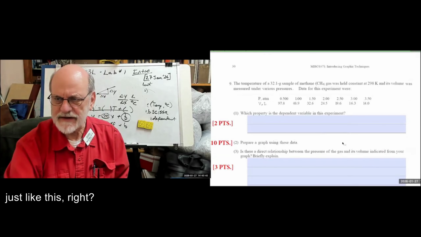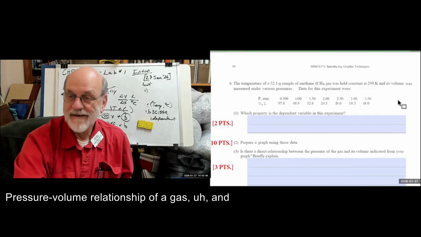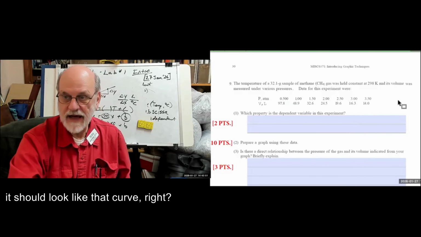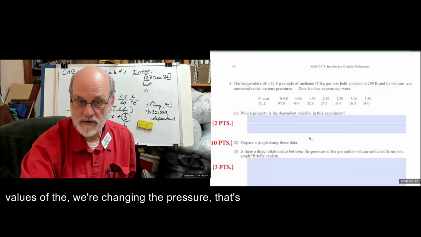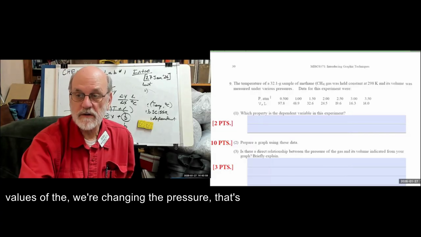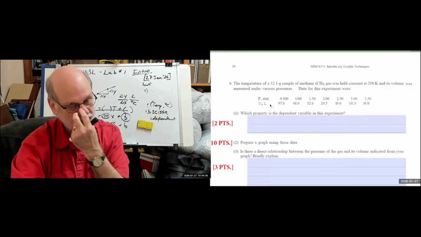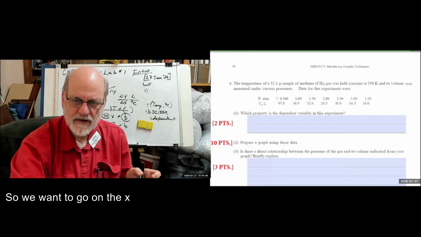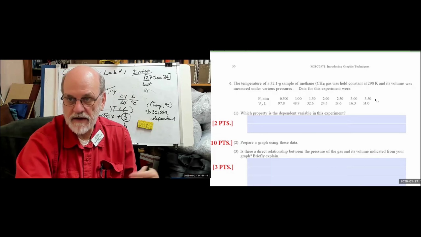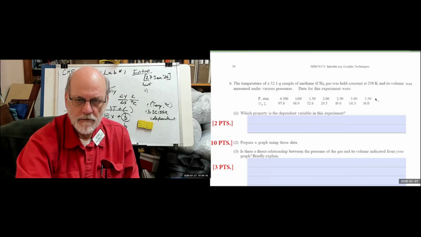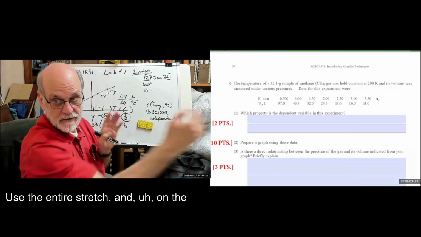Okay, here's another graph, and we've drawn one just like this, right? So this one should be easy. Pressure volume relationship of a gas. And it should look like that curve, right? What you want to do is choose your values of, we're changing the pressure. That's the experimenter. So that goes on the x-axis. Volume is the y-axis. So we want to go on the x-axis up to, say, 4, right? 4, nice round even number. 4 atmospheres on your x-axis. Use the entire stretch.